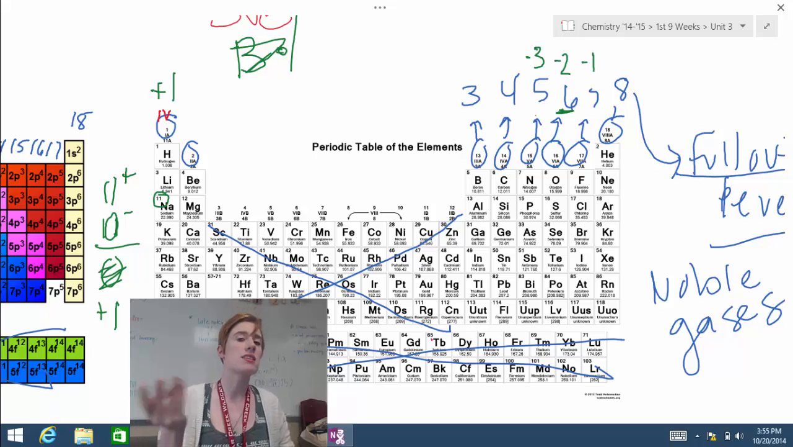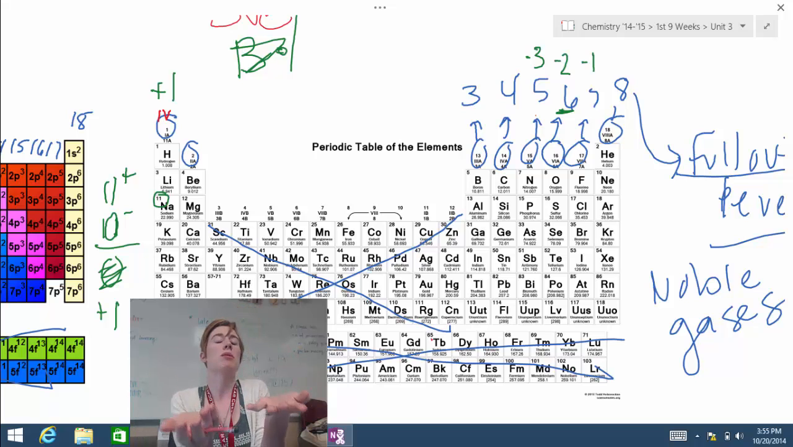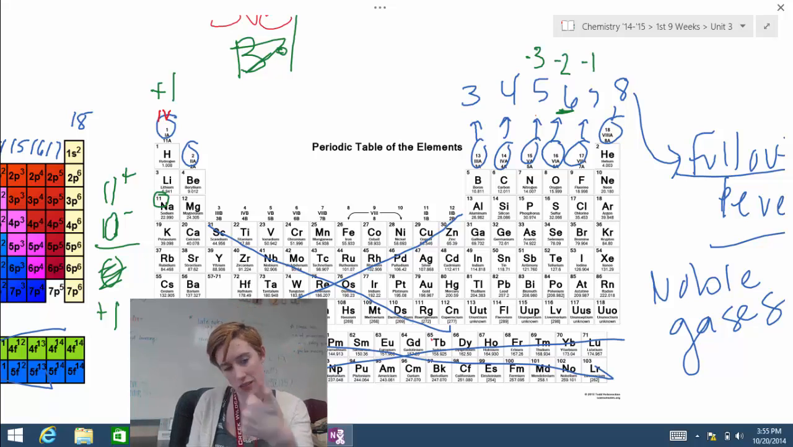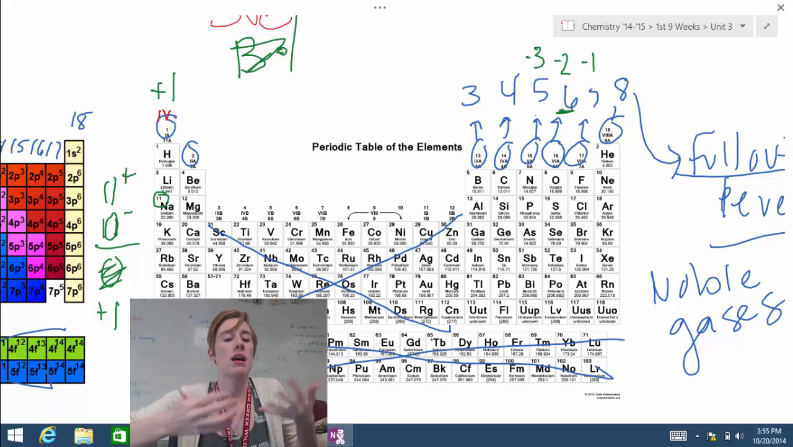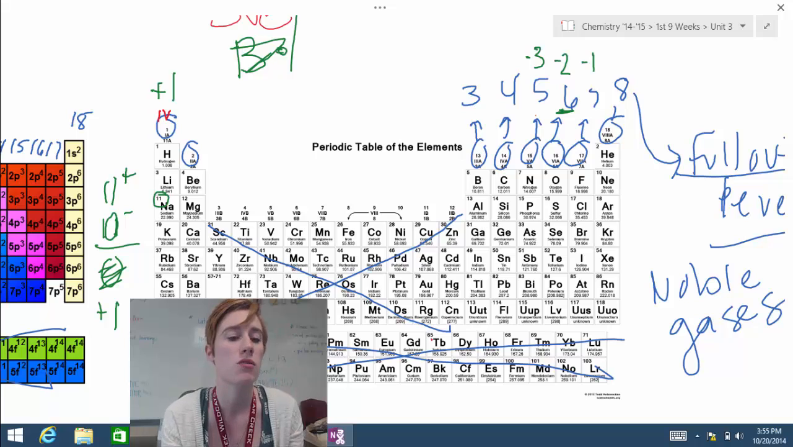You can think of it like this. Giving things away to other people is a good thing. It's positive. So I lost a negative. I got rid of a negative, so I became more positive. So anything in group 1 has a +1 charge.